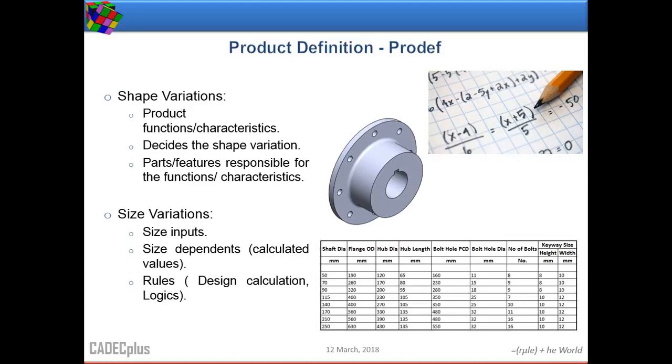Product definition is the most critical step in configuring any product in CADEC Plus. We have to separate the variations in the product into size and shape variations. There are two kinds of variables included in this: independent and dependent.